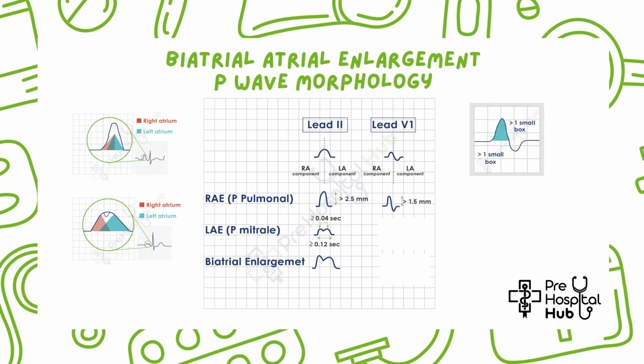In lead V1, we would have an increased positive deflection for right atrial enlargement, and an increased amplitude in the negative deflection for left atrial enlargement, along with an increased duration. So in biatrial enlargement for V1, we would have increased amplitudes and increased duration of the P wave.